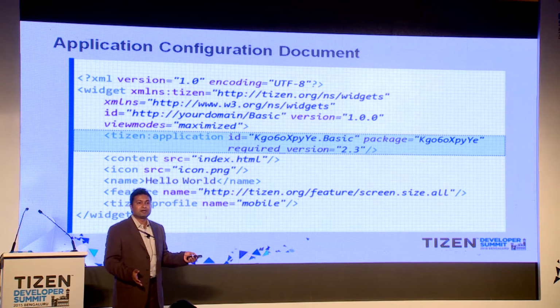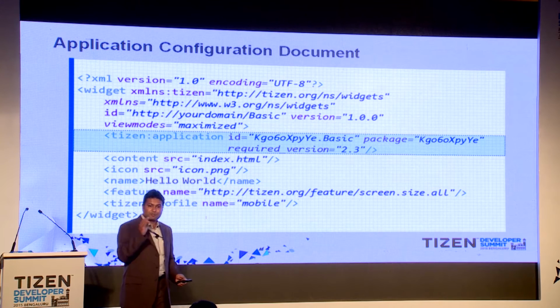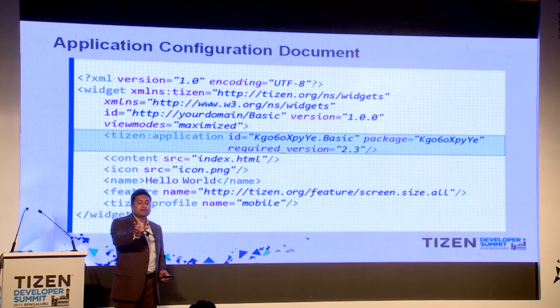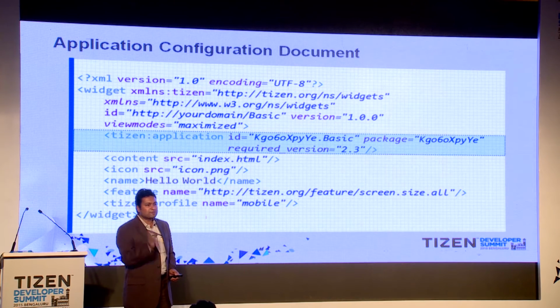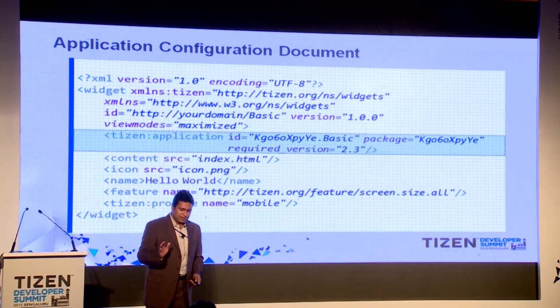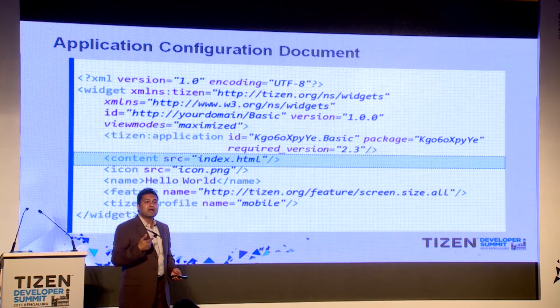This is a very critical element. Without this, your application will not get installed. It is a mandatory element which specifies the application ID of the application, the package ID of the application, and very importantly, it also specifies the minimum API version required by the application. Followed by this element, we have the content element which specifies the start file to be used for this application.